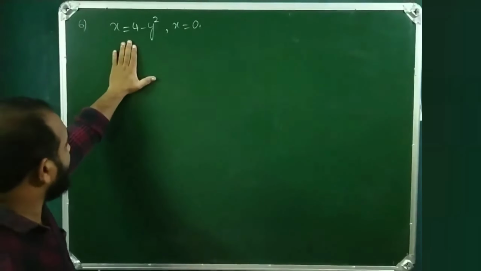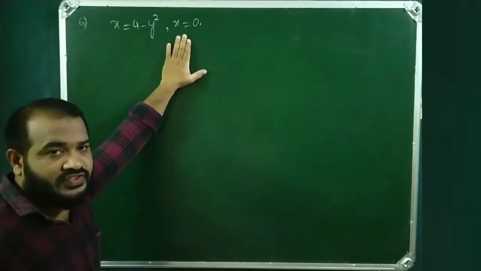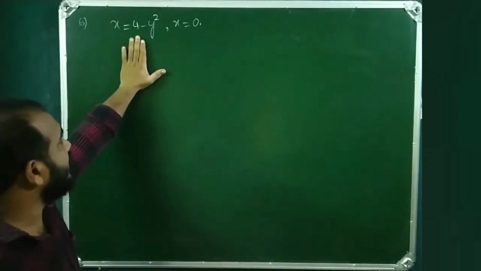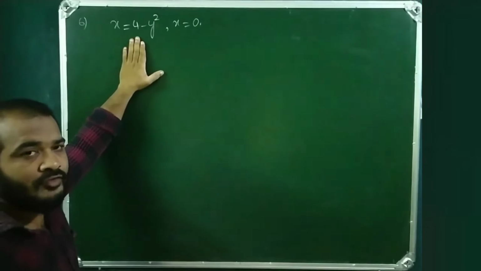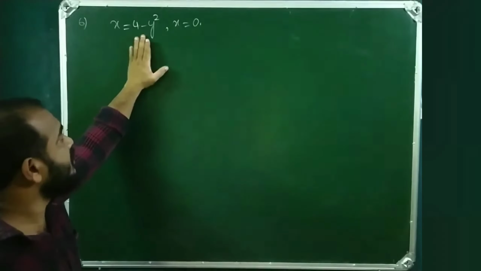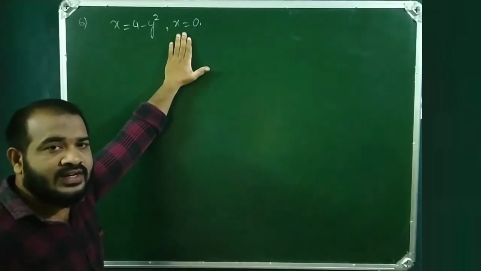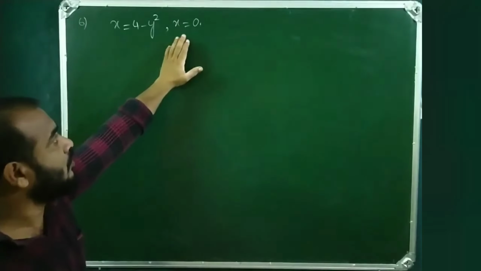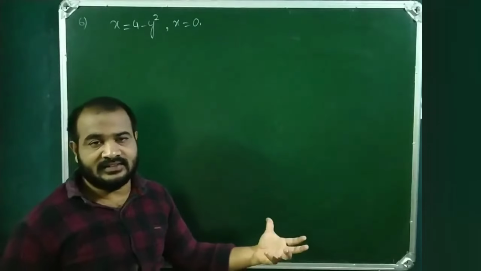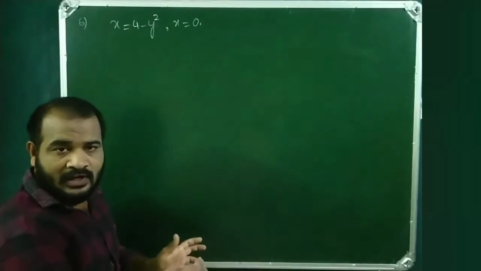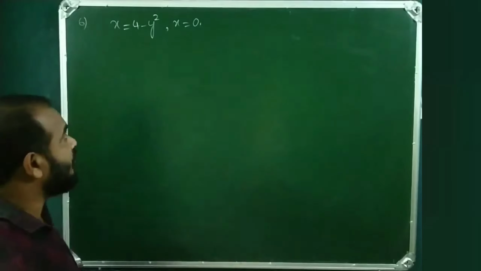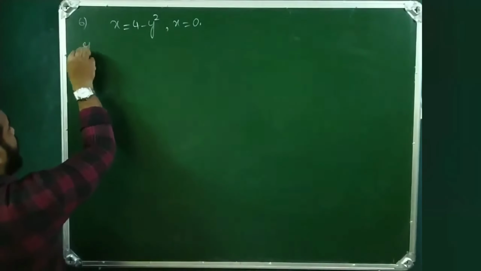x equals 4 minus y square, x equals 0. This is a parabola whose vertex is not at the origin, therefore it is not a standard form of the parabola. x equals 0, we know that it is the y-axis. So the parabola and the y-axis, but the limits, from where to where, are not given.